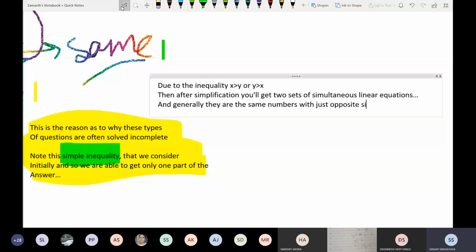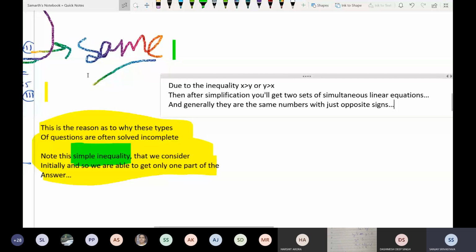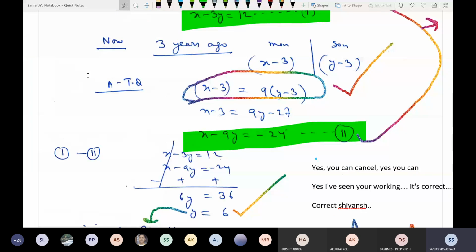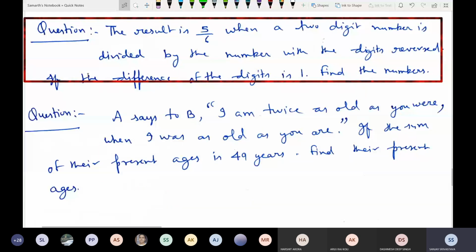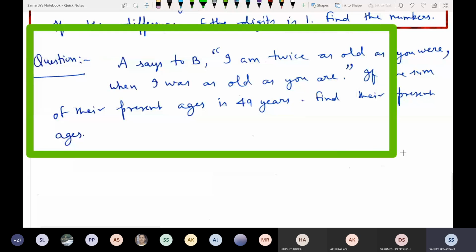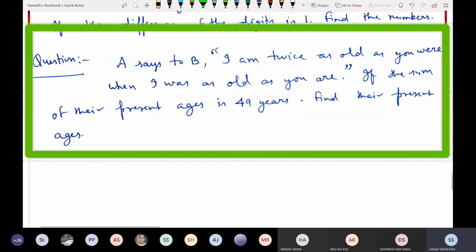Now I'm giving the last question of today's meeting, and then you will try. You are already going to get one day as a holiday in the form of Sunday. So you will try the questions, and in case you face any difficulty, then you can discuss. The last question is: A says to B, I am twice as old as you were when I was as old as you are. If the sum of their present ages is 49 years, find their present ages. You have to show the working.